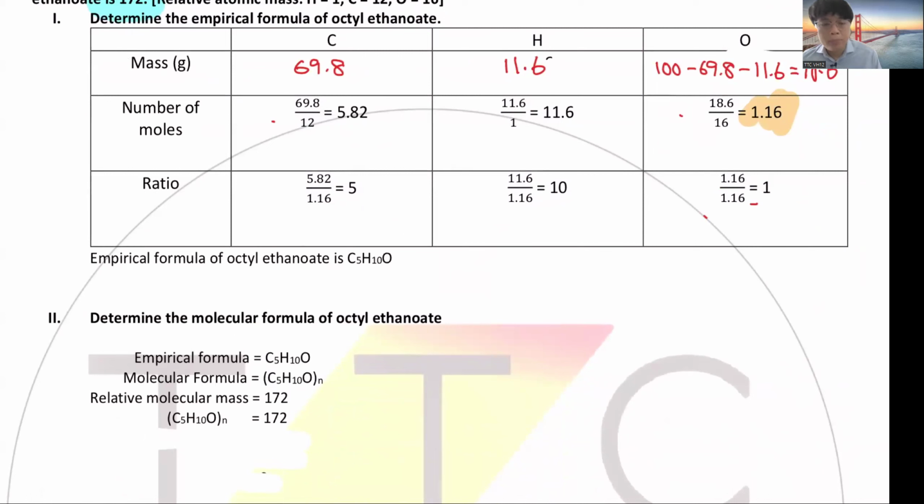Okay, so you write the empirical formula is C5H10O. Then the molecular formula will be bracket n. Then you put this bracket n equals to 172. So carbon is 12, plus hydrogen is 1, oxygen is 16. You try this. In the second question, you try to do it by yourself so that you can confirm whether you're ready for exam or not.